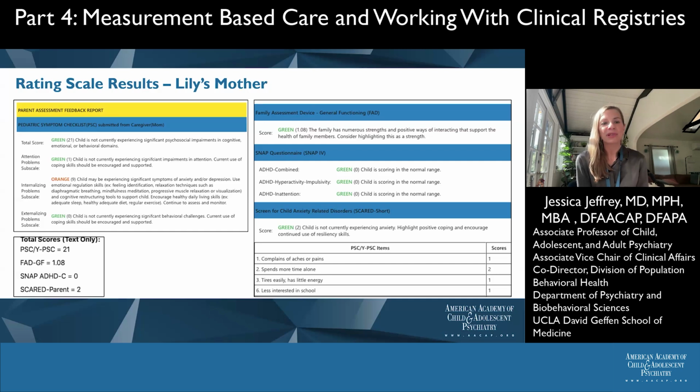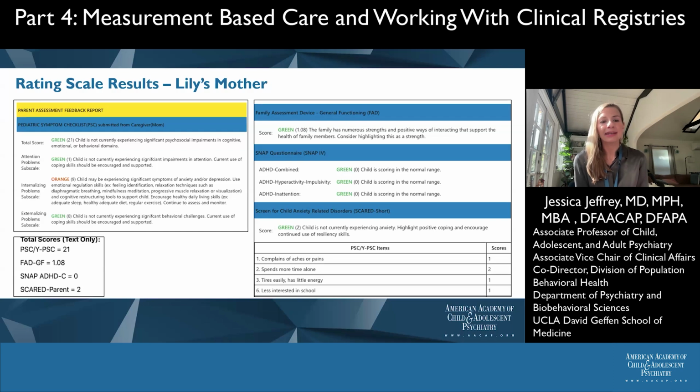So if we look at the scores from Lily's mother, we see that the PSC, or the Pediatric Symptom Checklist, score is 21. We see an elevation, if you look on the left-hand side of the screen, in the internalizing problem subscale. And then on the right-hand side of your screen, we have the McMaster Family Assessment Device General Functioning Scale, which is in the green. So, noting to us that it appears that the family seems to have good communication and is supportive of one another, and things seem to be going well on the family level.